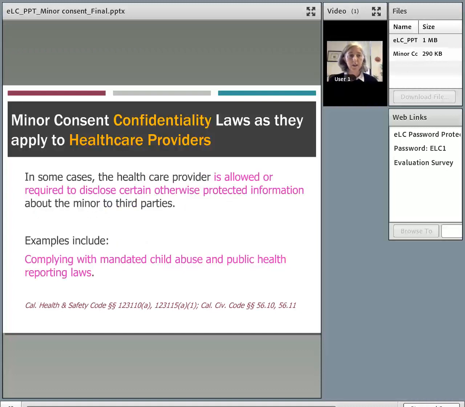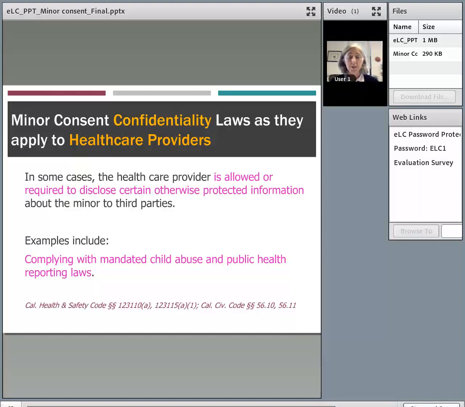Now, even though access for parents is strictly limited, it is important to flag that healthcare providers are allowed and sometimes required to disclose certain otherwise protected information about a minor to third parties. There's a number of exceptions in confidentiality law that allow disclosure of information, whether that's for billing purposes or healthcare operations. But two examples of mandated reporting include mandated reporting of child abuse and public health reporting.